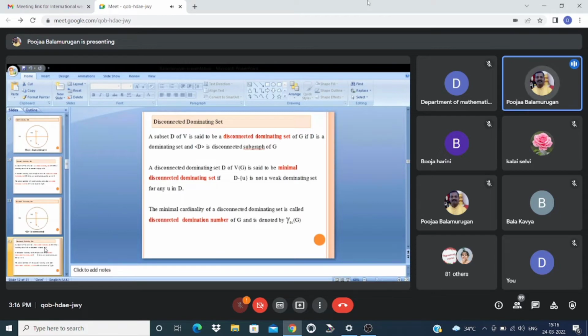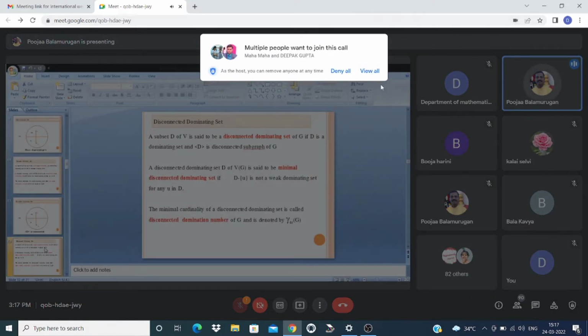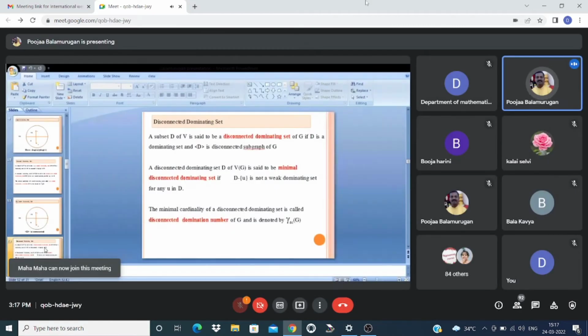So that is a disconnected dominating set. And what is the minimal disconnected dominating set? Already we know the idea. A set D is said to be a minimal disconnected dominating set if D minus singleton U is not a disconnected dominating set. Right? The minimal cardinality of a disconnected dominating set is called the disconnected domination number, and it is denoted by gamma DC of G, right?